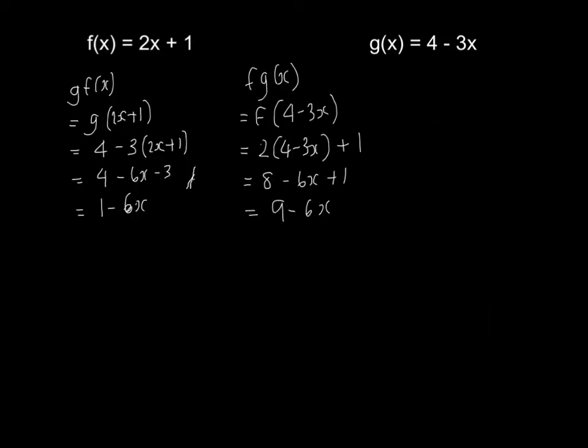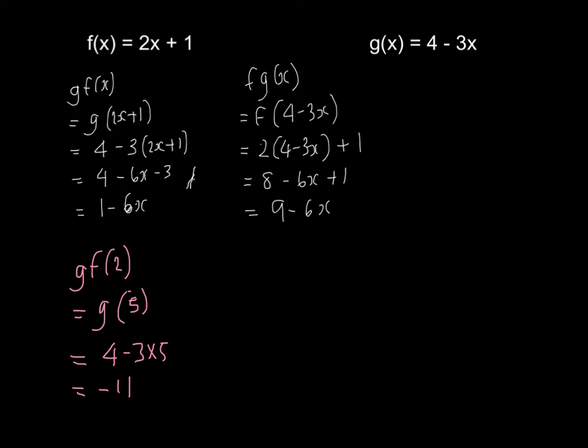We can also find specific values. So let's do one we've already done. If we want to find, say, g of f of 2, that means we're going to put the result of f of 2, so that's 2 times 2 plus 1, into g. So we're going to have 4 minus 3 lots of 5, which is minus 11. Agrees with what we had on the previous slide.